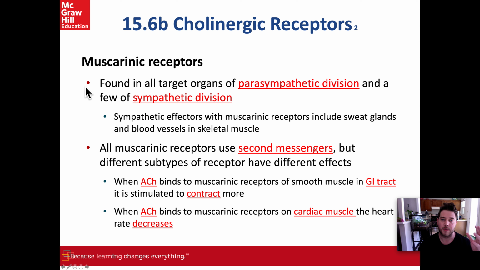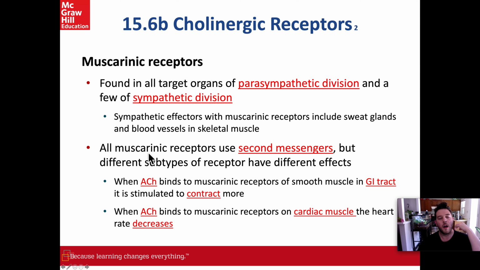Your muscarinic, so that was the nicotinic. The muscarinic, the second subtype of our cholinergic receptors, found in all target organs of the parasympathetic division and a few of the sympathetic divisions, so these are a little bit more widespread. Sympathetic effectors with muscarinic receptors include your sweat glands and blood vessels in the skeletal muscle, obviously because that's where the sympathetic effectors actually release acetylcholine, in these two regions.